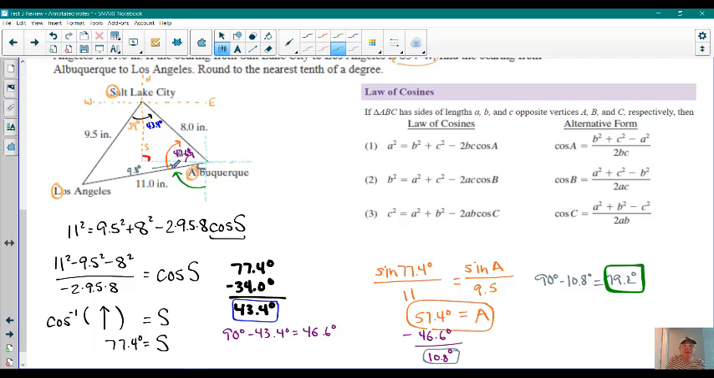Well, when we're writing that as a bearing, we look at where we're starting from. We're either going to start from north or from south. From south is best here. We would start at the south and go 79.2 degrees to the west to get from Albuquerque to Los Angeles.